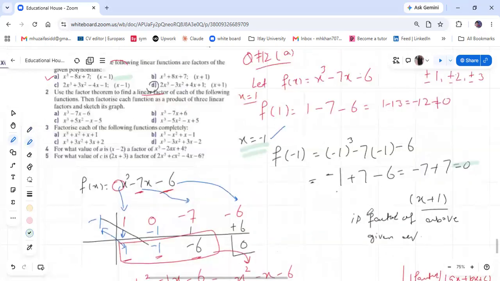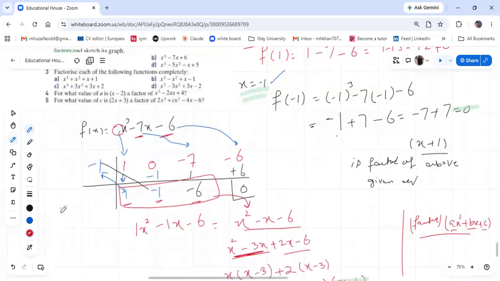Because look at it here, our requirement is what? Each of the following factors, the product of three linear factors. Now we are moving to the sketching of the graph. As we already discussed in previous sessions, here I'm giving you some clue points.